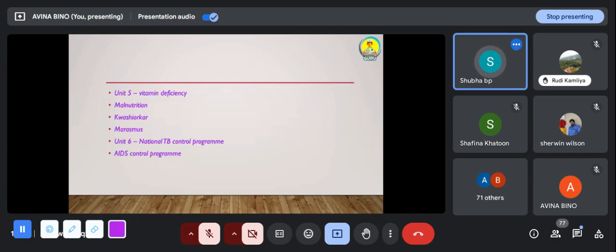And coming to the next, unit 6. In unit 6, the question may ask about the national TB control program. TB means tuberculosis.